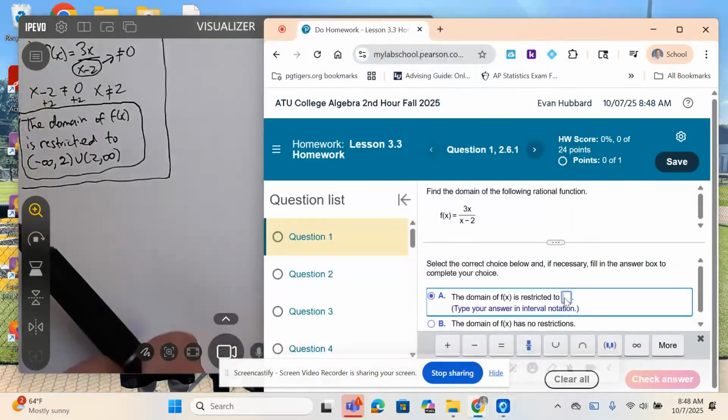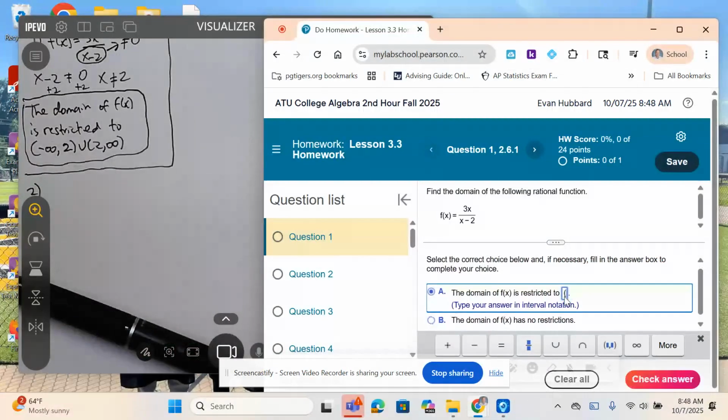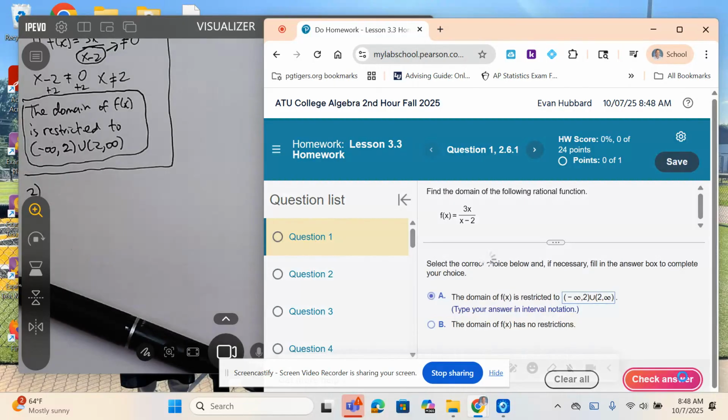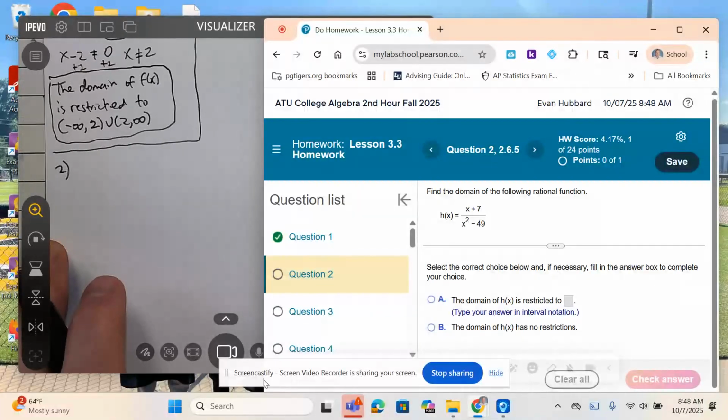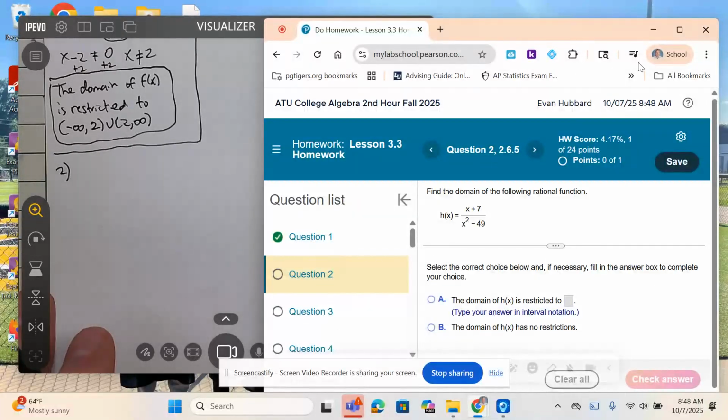So I'm going to do negative infinity to 2, union 2 to infinity. Okay. Nice work. All right.